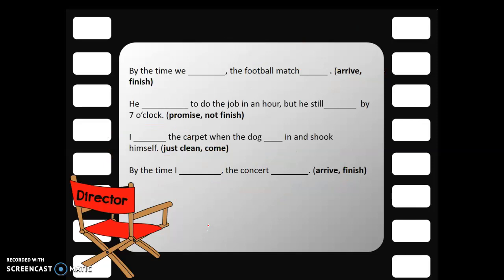Now you have some exercises. Please complete these sentences using the verbs that you have between parentheses.